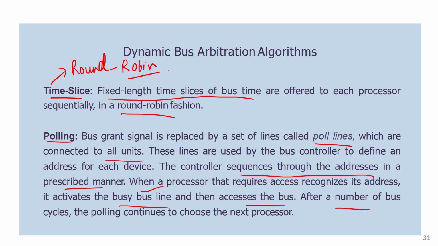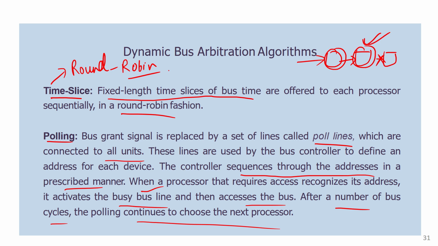After a number of bus cycles, the polling continues and chooses the next processor. Let's say there were some processors in sequence, and polling was done one by one. This one was asked if it needed the bus; if it did not, it will pass the value to the next one. If it needed it, it will take it and will not pass the value to the next one. So this connection will be lost, and for that particular request, this one has been served. This is how dynamic arbitration is done for polling.